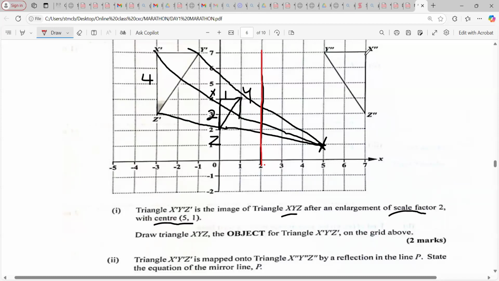And this should be 5, and this should be the same: 1, 2, 3, 4, 5. So this one should be 5. Yeah. So the line is x equal to the value in the middle.